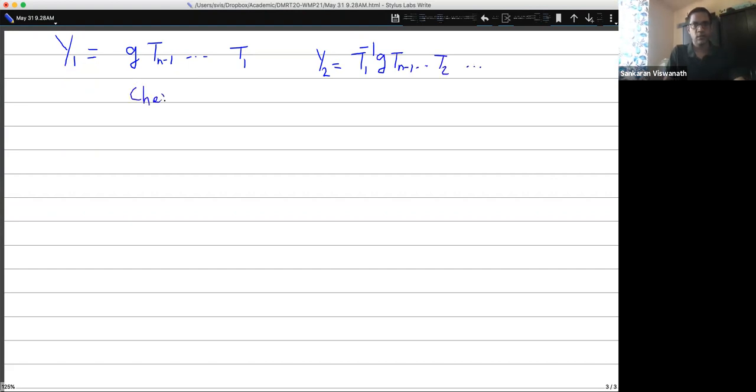So the Cherednik-Dunkel operators: y1 is determined as so, g times t_{n-1} ... t1, and y2 was, you put one of the t's over to the other side, keep the rest where they are, and so on. So these were the Cherednik-Dunkel operators. I mean the y^mu's in general, I guess.